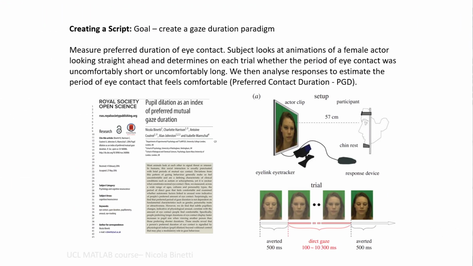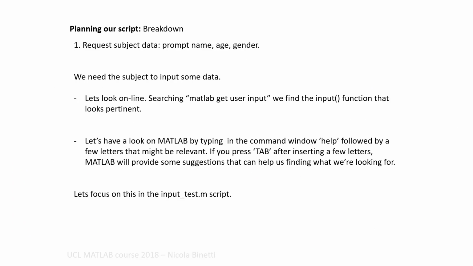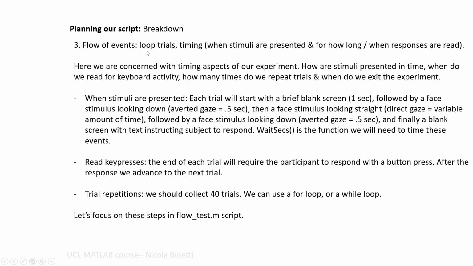So let's go back here. Okay, so this is where we are. So, flow of events, loops, loop trials, timing. So for example, when stimuli are presented, how long they remain on the screen, when is it that you're actually recording a response. So we're concerned with the timing aspects. Right, and the number, for example, of repetitions of our trials. When is it that we actually decide to exit the experiment? You know, like after 40 trials or something.